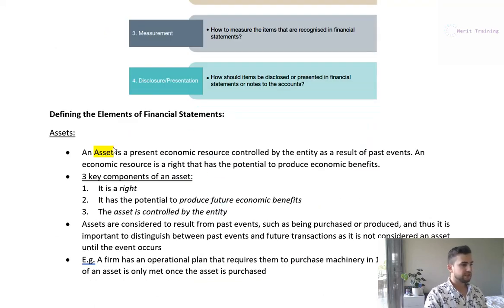So first of all, the definition of an asset, per the IFRS, is a present economic resource. So it's today's resource, controlled by the entity as a result of past events.